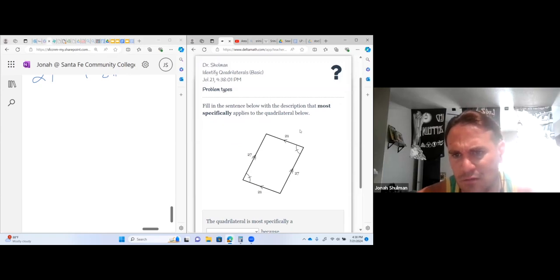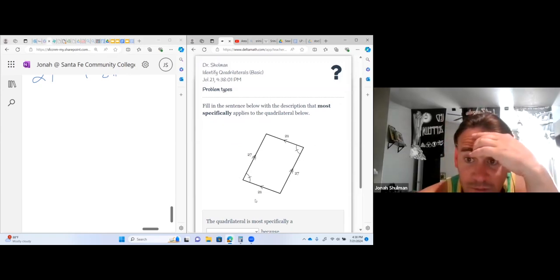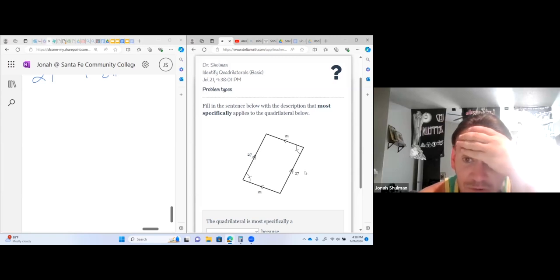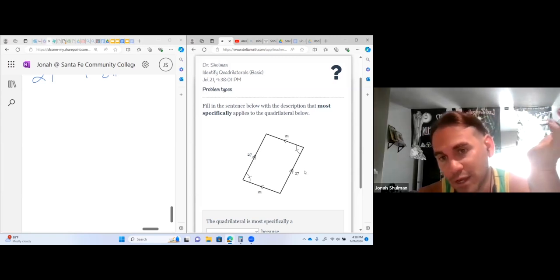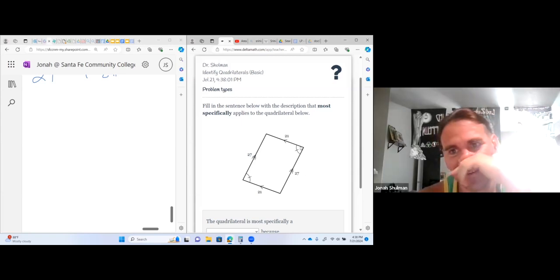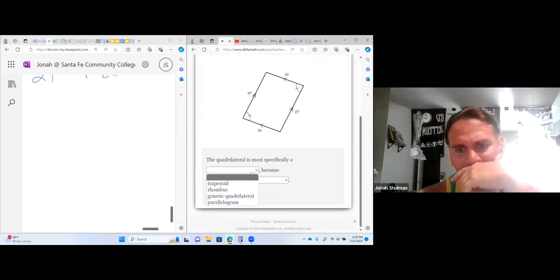So this is parallel, and the opposite sides are equal. This one equals this one equals this. So you would think it's a rectangle, right? You'd think it's a rectangle, but these are equal, these might not be. So that's why this is a parallelogram.